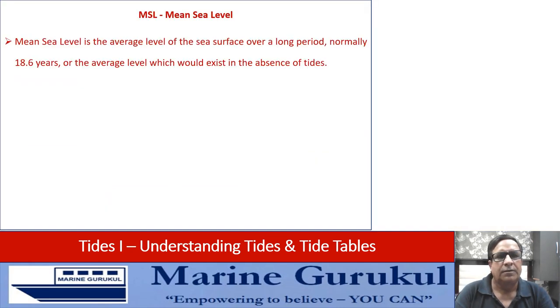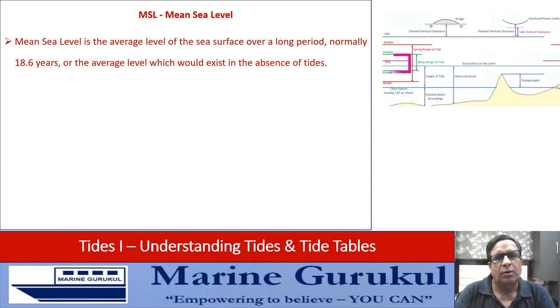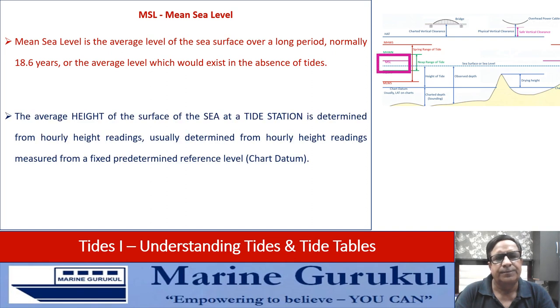Mean sea level is the average level of the sea surface over a long period, normally 18.6 years, or the average level which would exist in the absence of tides. Now, to work out this MSL, observations are made at the tidal stations. Average height of the surface of the sea at tide station is determined from hourly readings. And these hourly readings are then taken into account to work out the MSL. The hourly sea level readings are taken with respect to a predetermined reference, usually the chart datum.